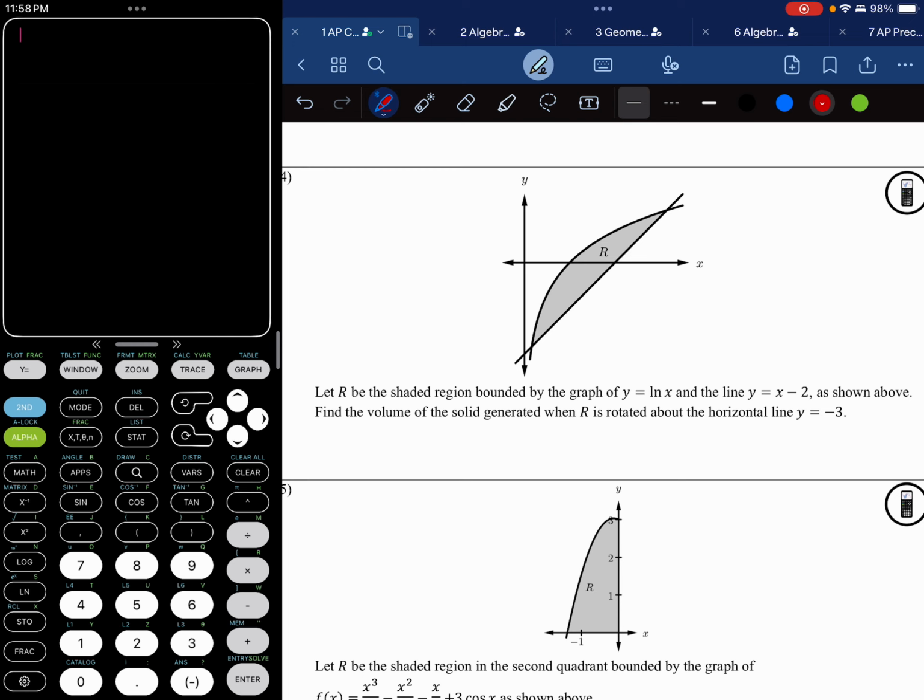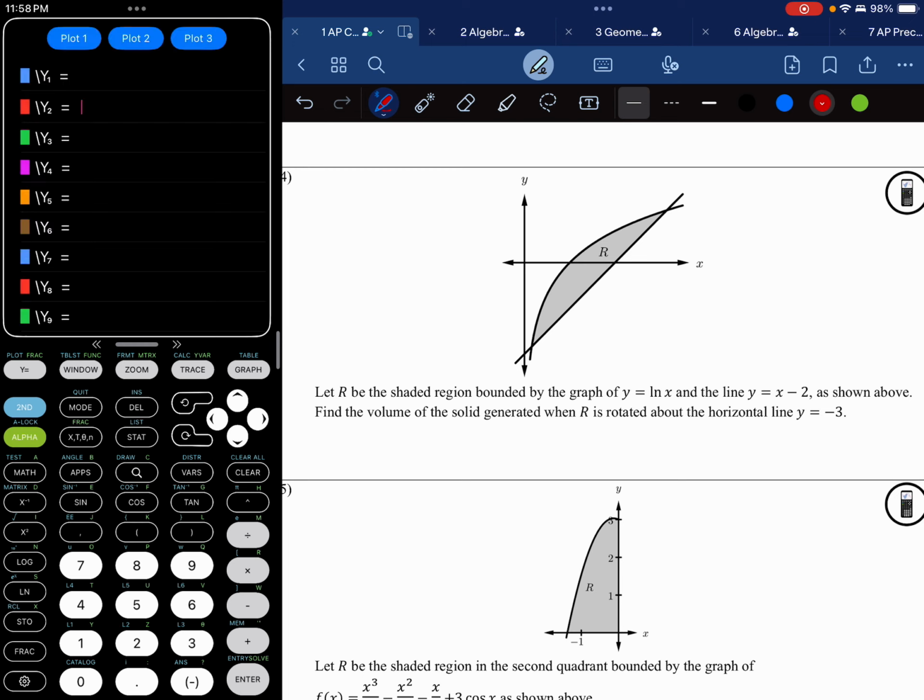We don't have either of those, so I need to plug these into my y equals. I'm going to make the top one the first function that I see, which is natural log of x. That is natural log of x. Oh, I actually accidentally am typing in y2. There we go. y1 is natural log of x, and therefore y2 is going to be just x minus 2, x minus 2. And I'm going to try to graph this thing.